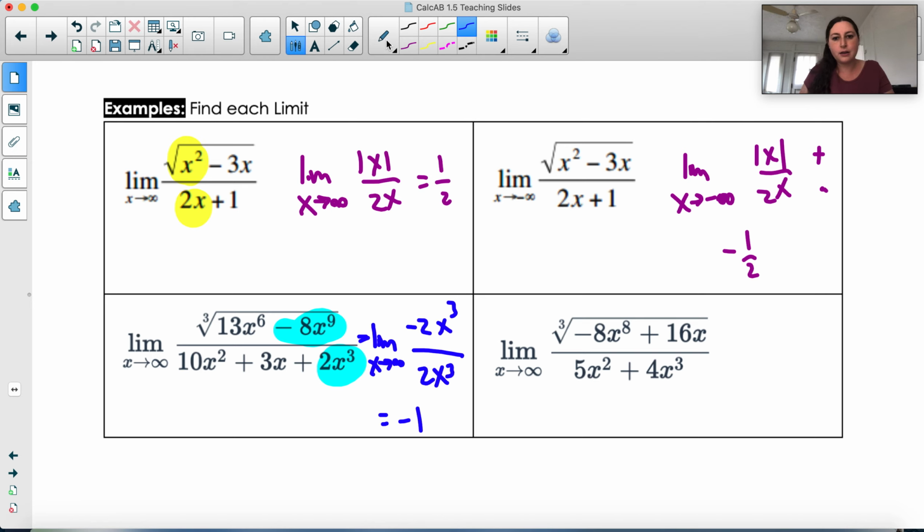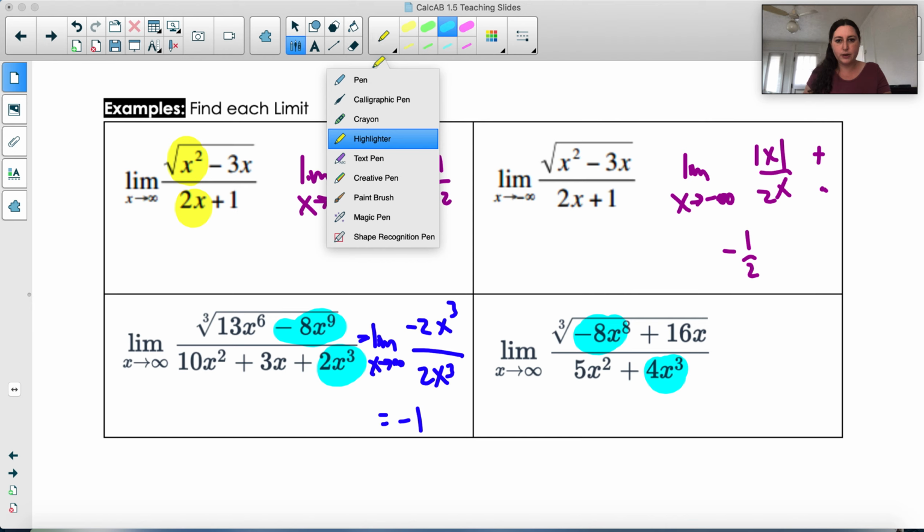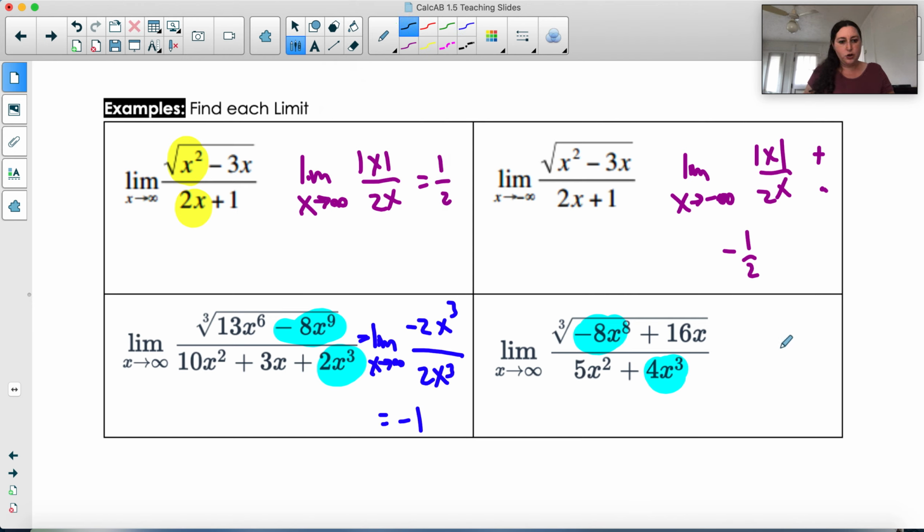All right, and lastly, the biggest degree term here is also negative 8x to the 8th, and here would be 4x to the 3rd. Wait, those are the biggest ones. So the numerator would be negative 2. Now that doesn't go in evenly, so I would just write x to the 8 over 3. Right, 8 over 3. The denominator is 4x to the 3rd. So 8/3 is smaller than 3, right? Because 9/3 would be 3. So 8/3 is smaller. So the denominator is bigger. So the limit as x goes to infinity would be 0 because the denominator is bigger.